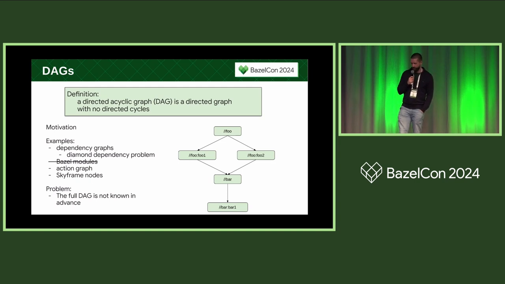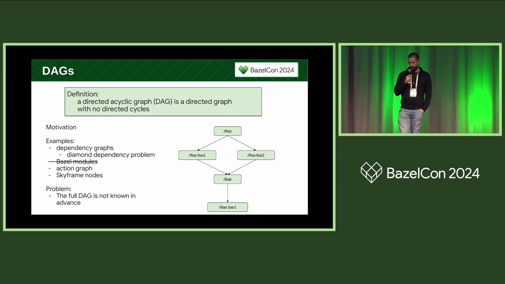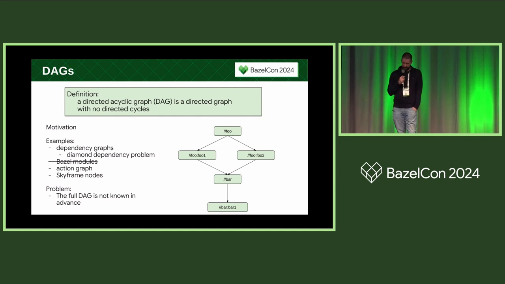One very specific problem with this DAG is that Bazel does not know it in advance. So for example, when you start building target foo, you don't know yet what its dependencies are before loading its build file. And you will figure out that it depends on bar, and again, you don't know what its dependencies are before loading bar slash build file.